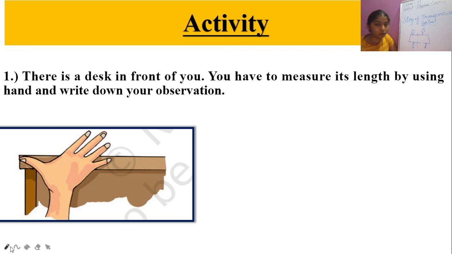So this is 3 hands. I can measure my table, this whiteboard. So we are able to measure it with the help of my hand. If I want to measure the length of this duster, I will measure this. Okay, so it is smaller.